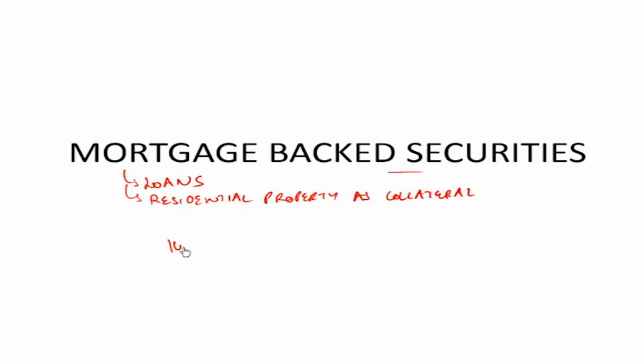Let's assume $10,000 is the value of a property, and that mortgage has to be paid back in 5 years, and the rate of interest is 10%. Assuming the mortgage payments are annual, what will be the equivalent amount that the borrower will have to pay every year? So we can calculate that quite simply.